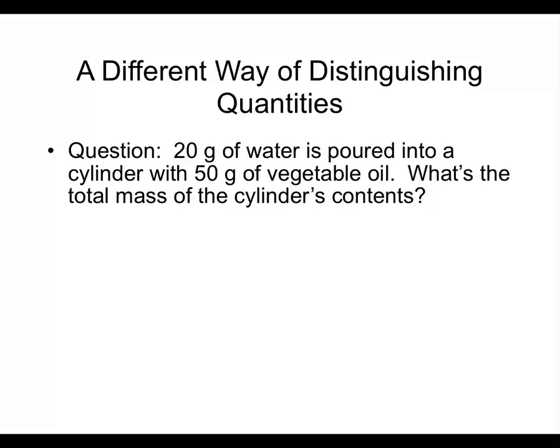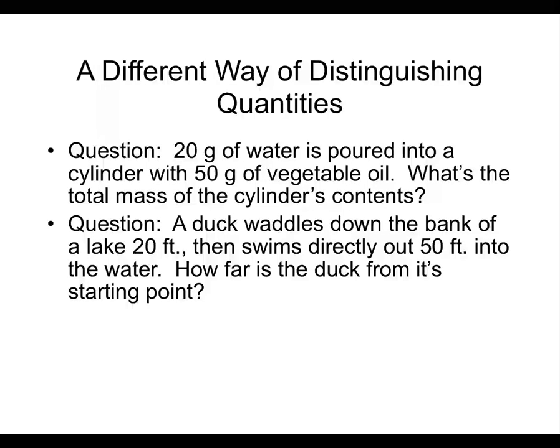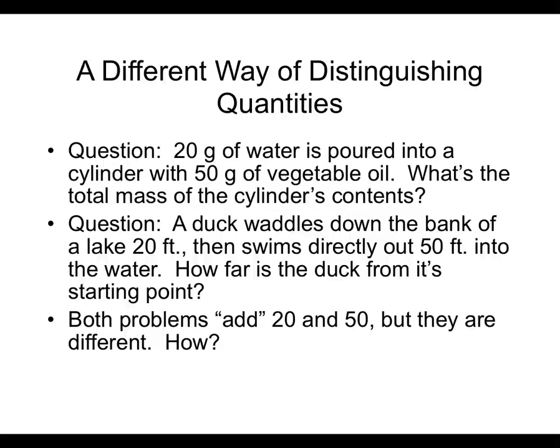So 20 grams of water is poured into a cylinder with 50 grams of vegetable oil. What's the total mass? Better get this right. 70, right? 70 grams. Okay, so a duck waddles down the bank at 20 feet, and then he turns and swims directly out into the water, 50 feet. How far is he from the starting point? 70 feet? No, but it's still kind of like adding. He went this far, and then he went this far, so we want to know his total distance. But what's different in the second situation from the first? Right, we introduced direction in the second one where we didn't in the first.